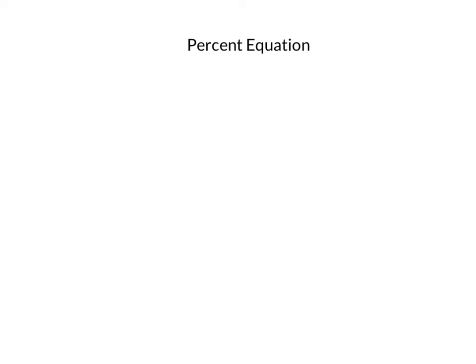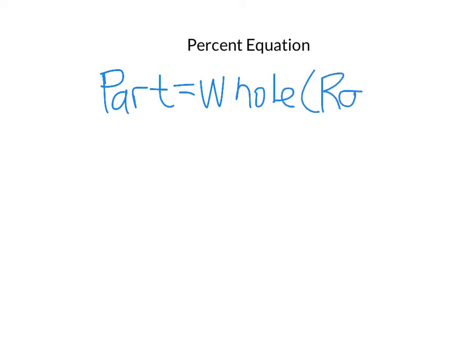The percent equation is part equals whole times the rate. And again, the rate is the percent as a decimal. Now this equation is actually derived from the percent proportion. Remember, percent over 100 equals part over whole.